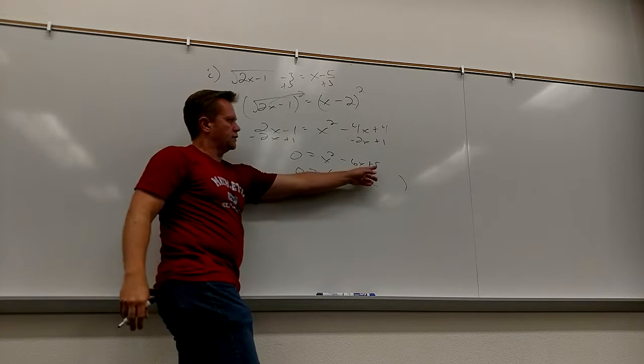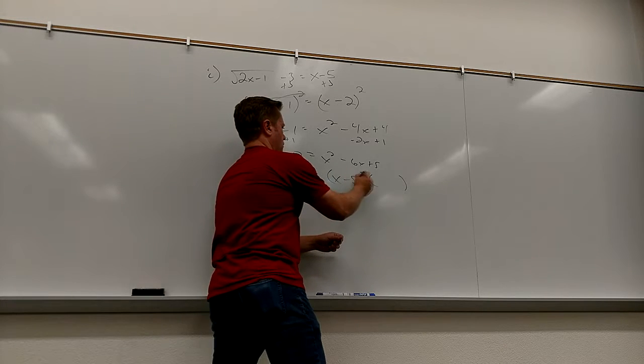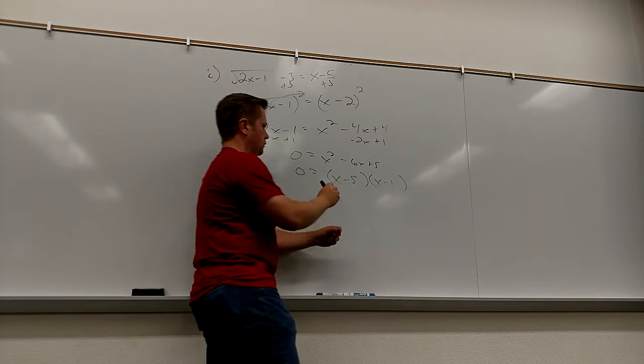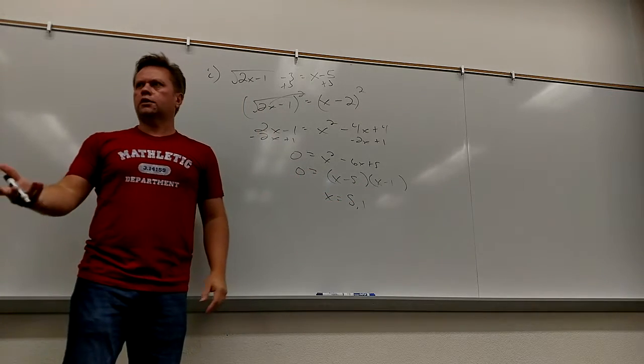Yeah. 5 times 1 is 5. If they're both negative, they add to be negative 6. So we get x equals 5 and 1. And then you got to check, right?